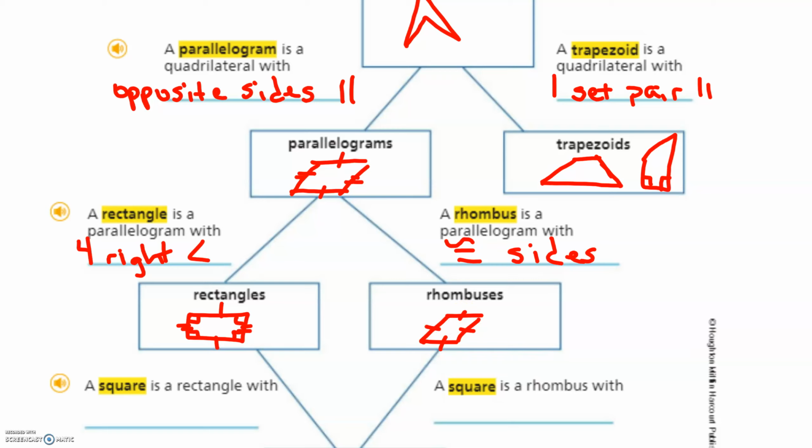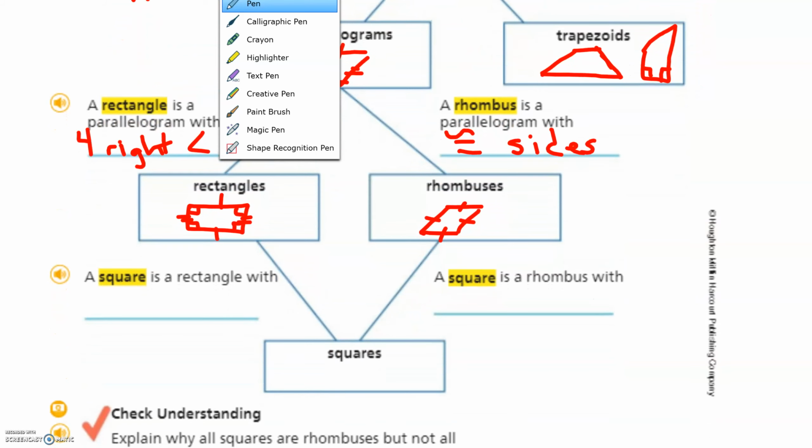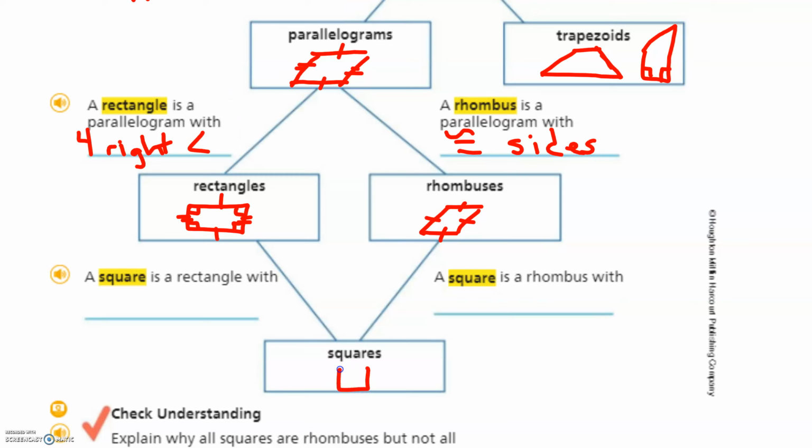All right, hopefully you're drawing these with me. Now, there are some special rectangles. So a square is a special rectangle. Draw a square in your box there. And it's like a rectangle in that it has right angles, right?